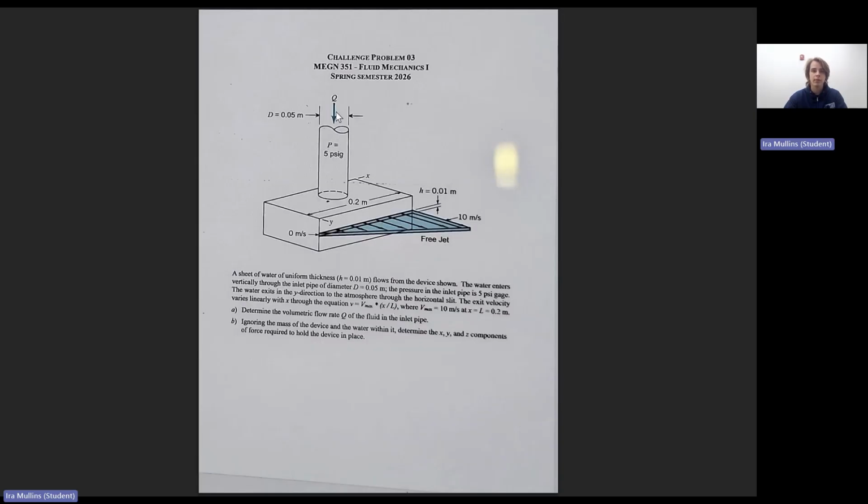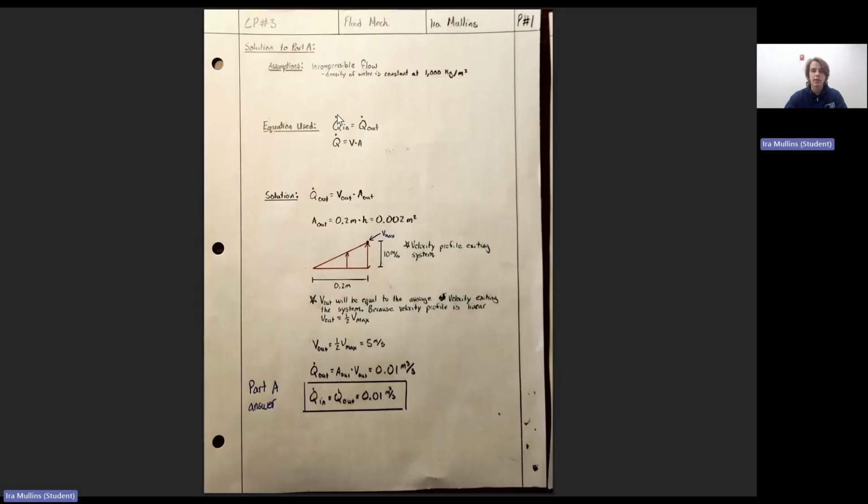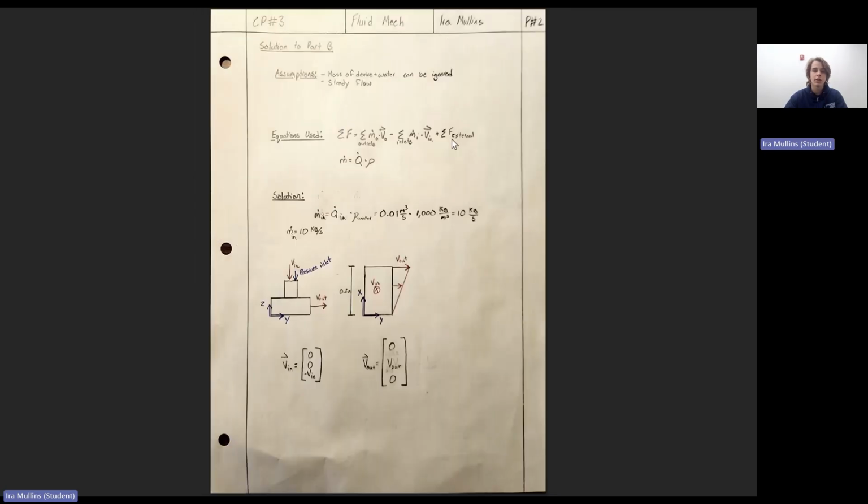And then you also need to account for the pressure on the inlet, and that's going to be in our external forces. There's no pressure on the outlet because the outlet is exposed to atmospheric pressure, and that means that there's no force built up by that.